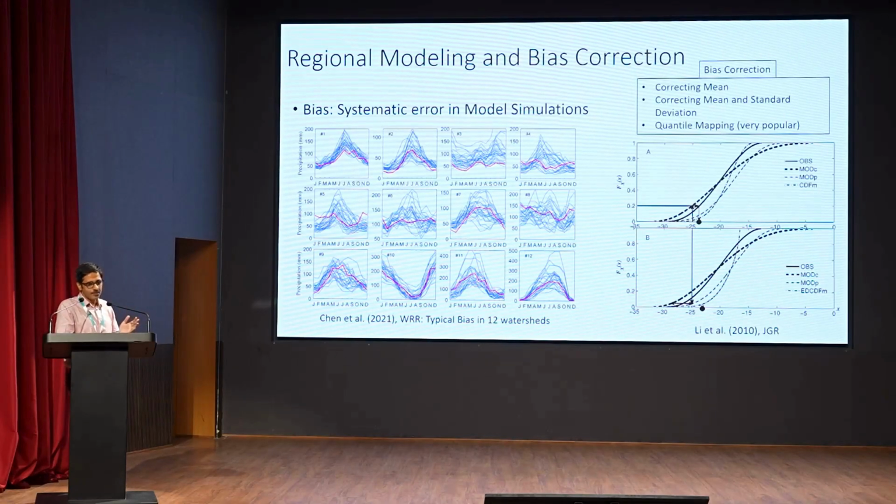For correcting the bias, what climate modelers normally do is that they first interpolate at a very high resolution and then bias correct it with respect to observations. While performing the bias correction, they try to make a quantile mapping. That means the same quantile is mapped with the observations.